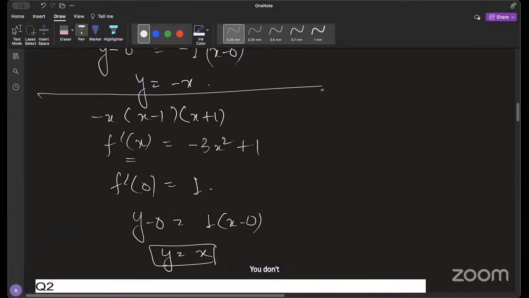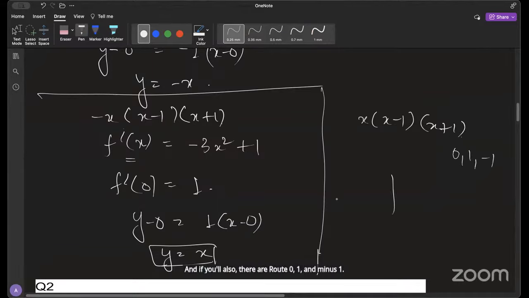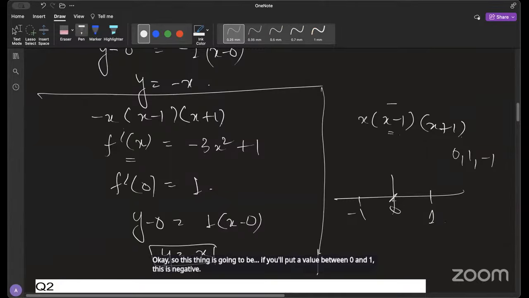You don't have to go there because you have been given tangents, right? So if you're taking this one, x minus 1 and x plus 1, and if you draw, there are roots 0, 1, and minus 1. So it looks like this. This is 0, this is minus 1, and this is 1, right? So if you put a value between 0 and 1, this is negative. Between 0 and 1, this will be positive, and this will be positive too.